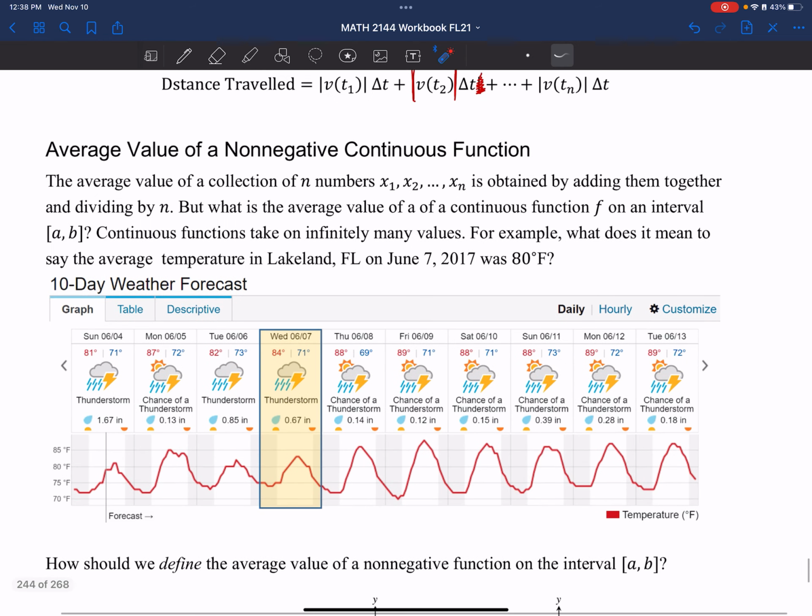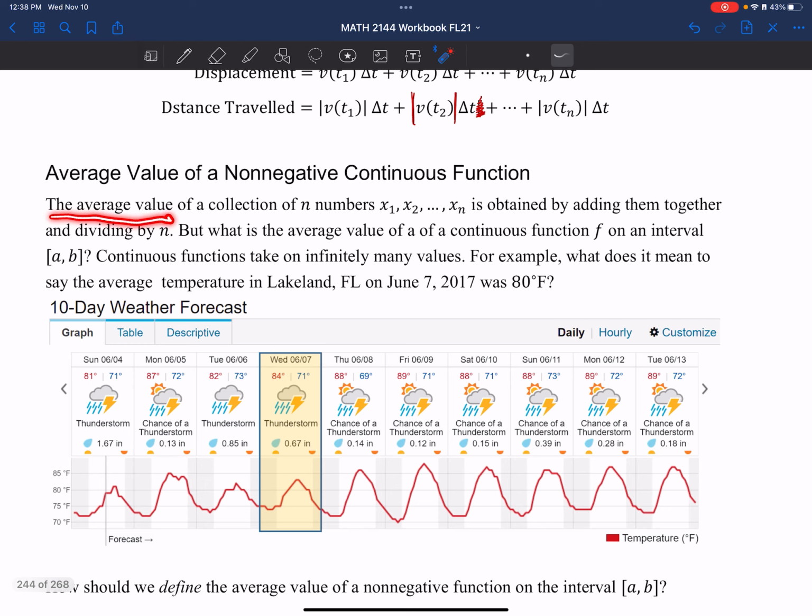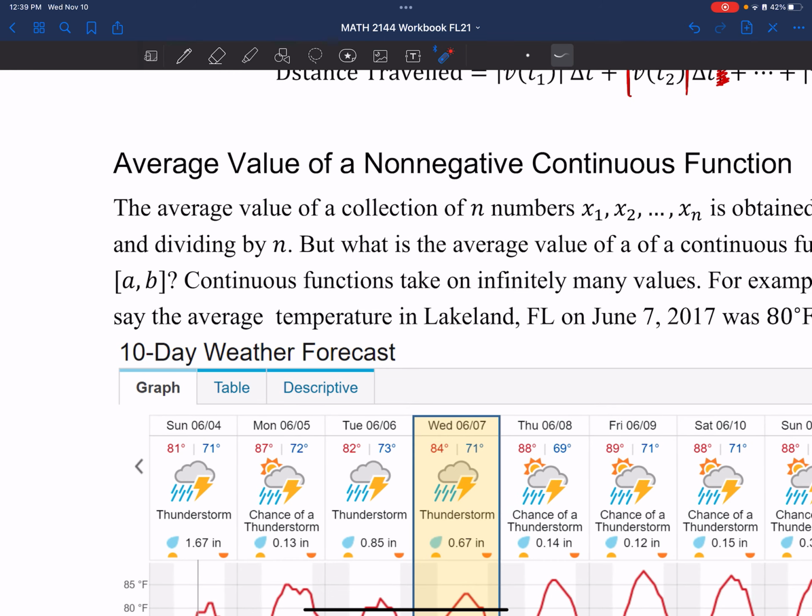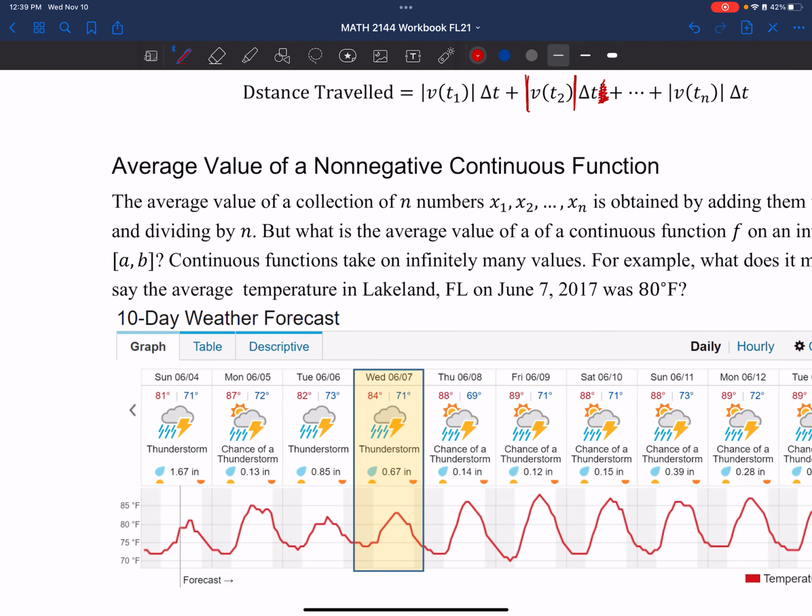We already have an idea of average. The average value of a collection of n numbers, x1, x2, up to xn, is obtained by adding them together and dividing by n. You could think about this like a discrete scenario, meaning you could count 1, 2, 3, and so on. For example, we have 5 tests in this course. If you want to know your test average, you add together your tests and divide by the number of tests there are.